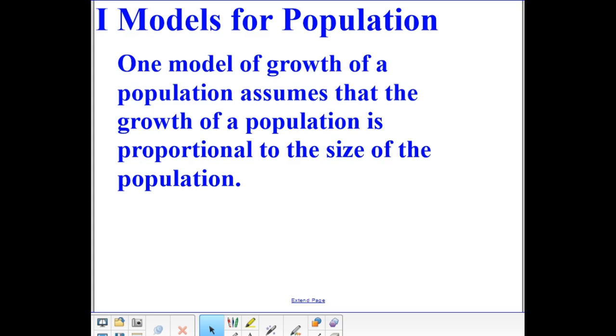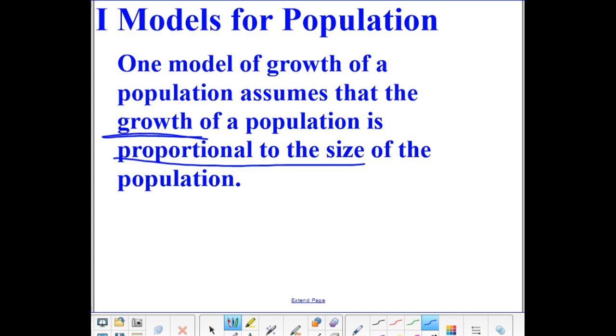One model of growth for population assumes that the growth of a population is proportional to the size of the population. So the rate of change of the population is proportional to the size of the population. The amount of growth you're going to get is proportional to the size of the population. In other words, the bigger the population, the faster it grows. The smaller the population, the slower it grows.